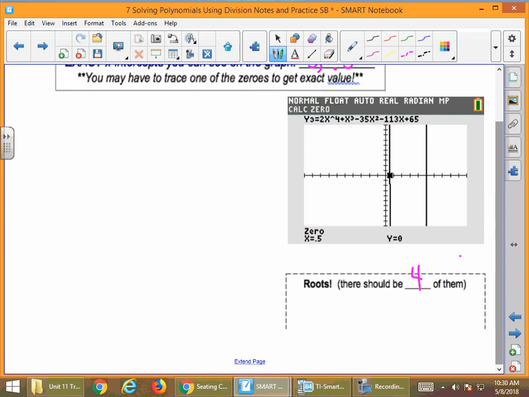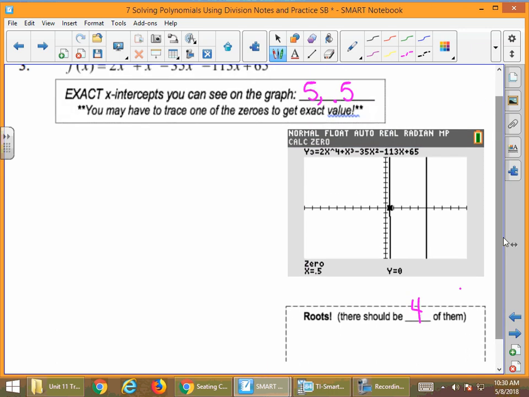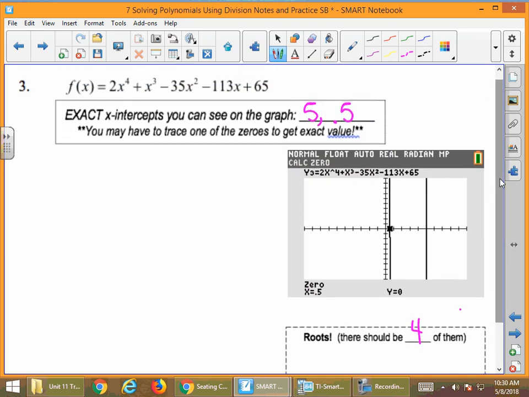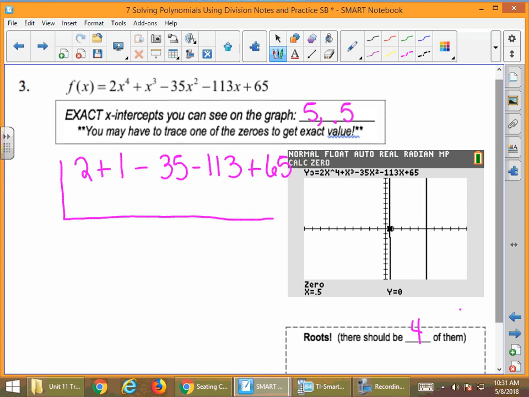We're looking for 4. Our highest degree is 4, and now we have enough to help us with our synthetic division here. We're going to start with our upside down division bar, and it's going to be 2, the number in front of the x to the 4, plus 1, the number in front of the x cubed, minus 35, minus 113, plus 65. Again, in normal synthetic division, you would have to change the sign. We do not need to change the sign when we're finding these roots.